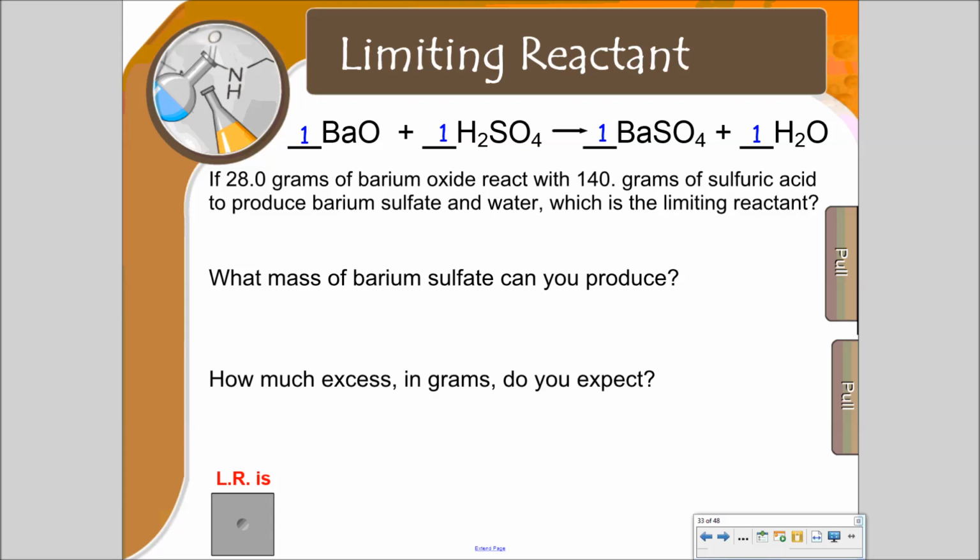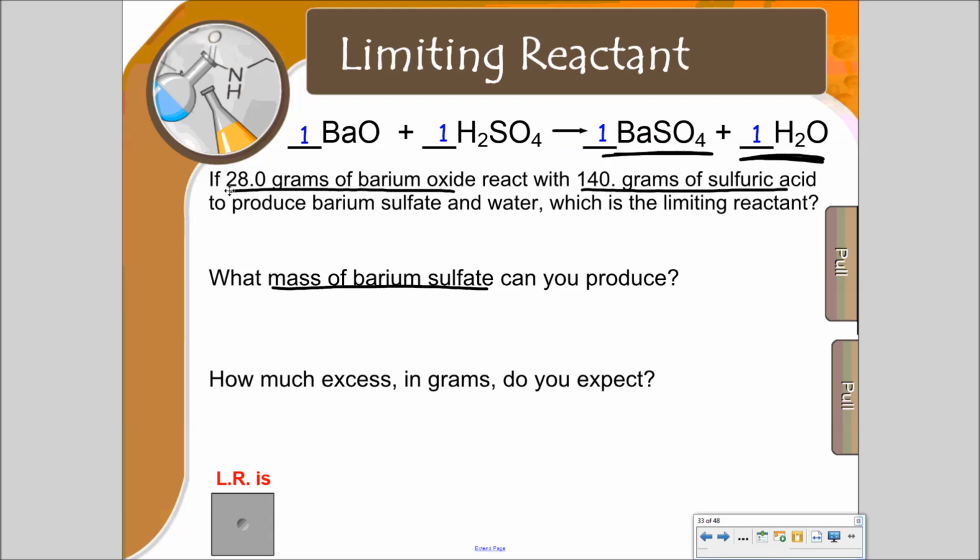So let's look at this next example. Here you have 28 grams of barium oxide reacting with 140 grams of sulfuric acid to produce barium sulfate and water. Which is the limiting reactant? In this case, it doesn't tell you which product to solve for, so technically you could solve for either one of those. But I'm going to look ahead and see that it's later going to want the mass of the barium sulfate, so I would solve for the barium sulfate.